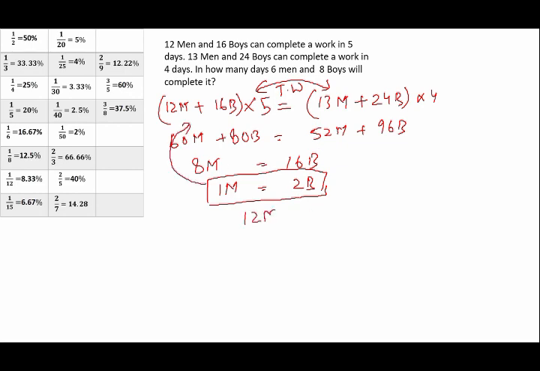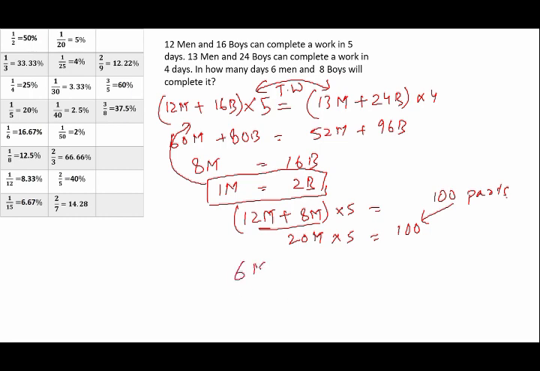12 men plus 16 boys are replaced by 8 men. This is the work done in one day. So in 5 days they are doing 20 m into 5 is 100. So total work is 100 parts, and we have to find for 6 men and 8 boys.